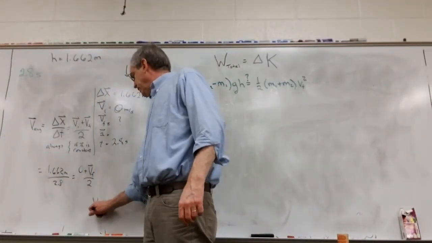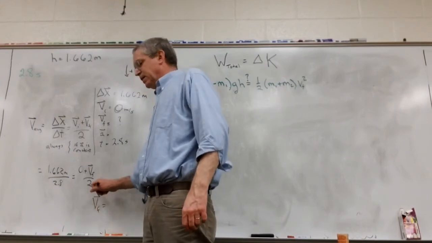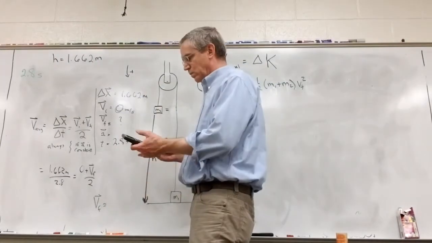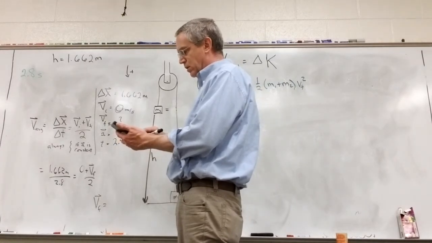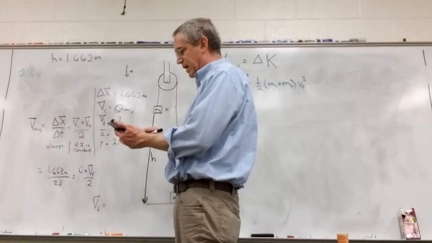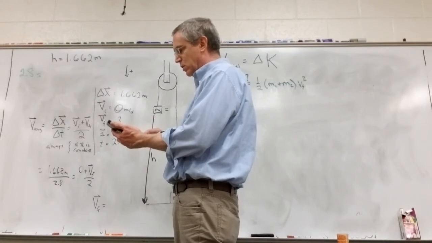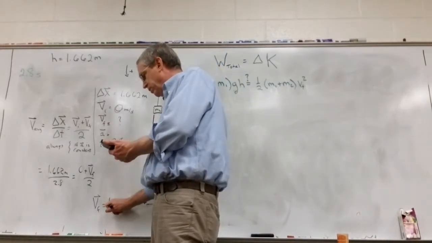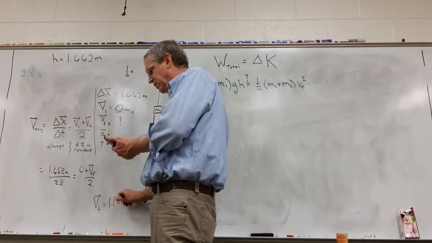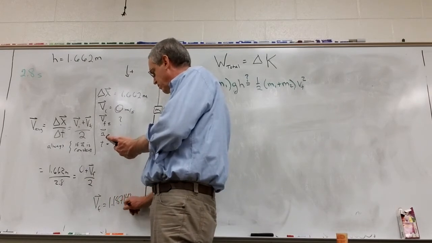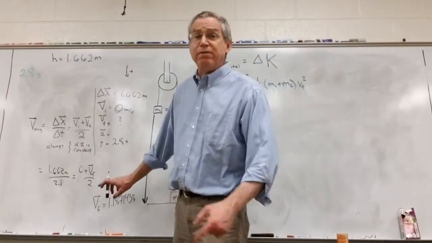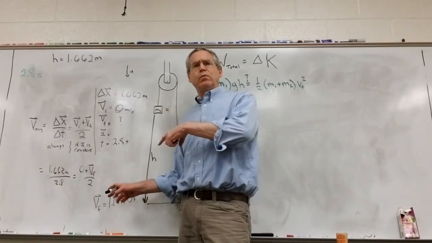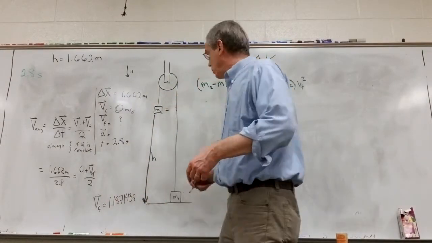And so my final velocity is 1.662 divided by 2.8 times 2, and we end up with 1.187143 meters per second. So that's my final velocity, and so my final speed will just be the absolute value of that.